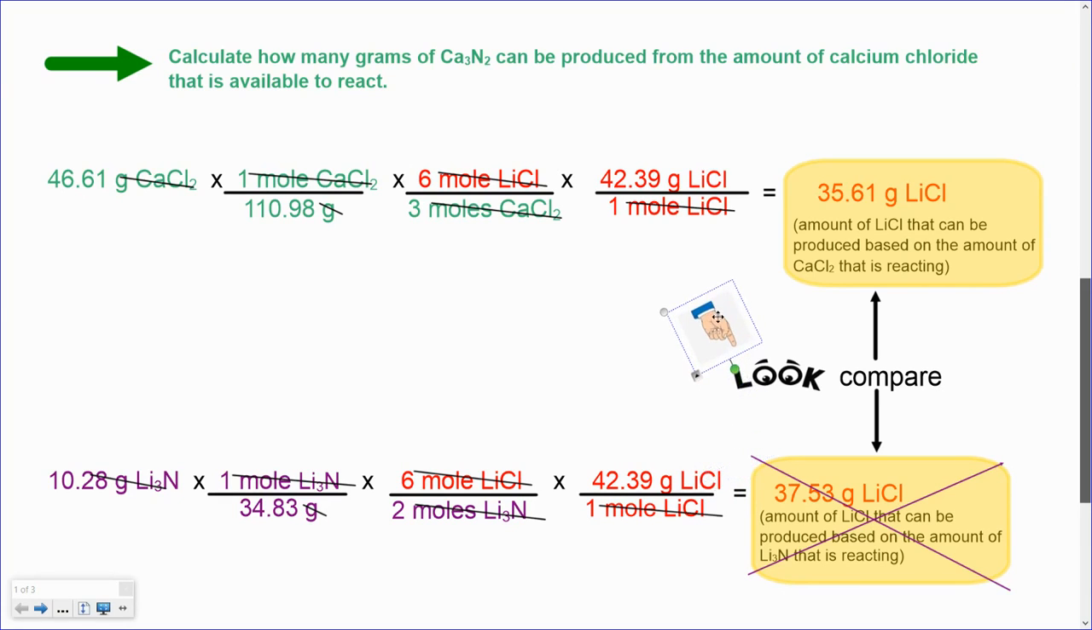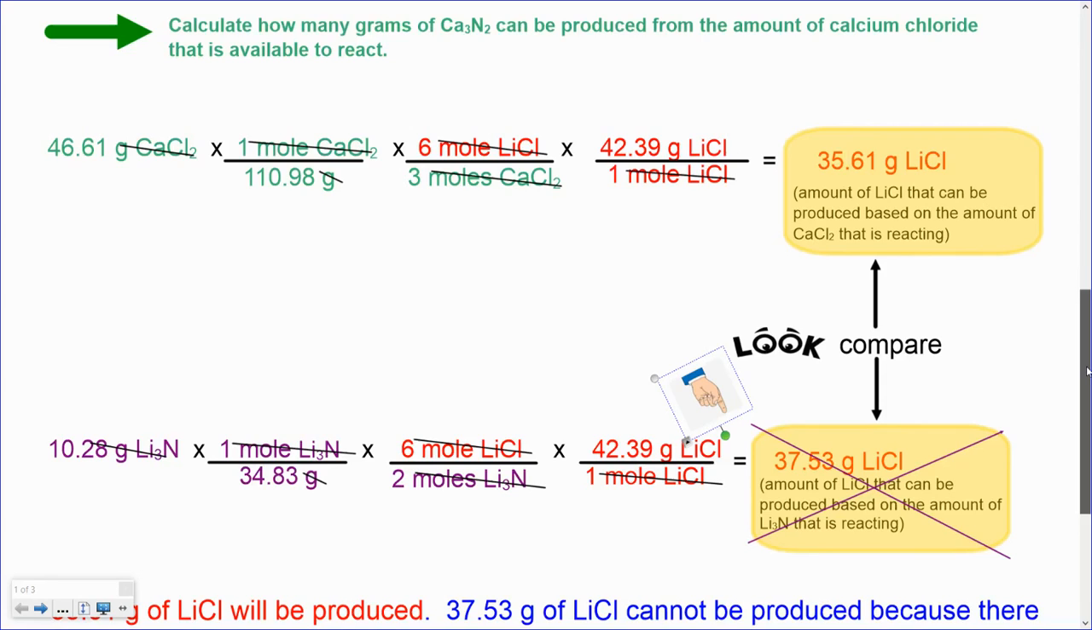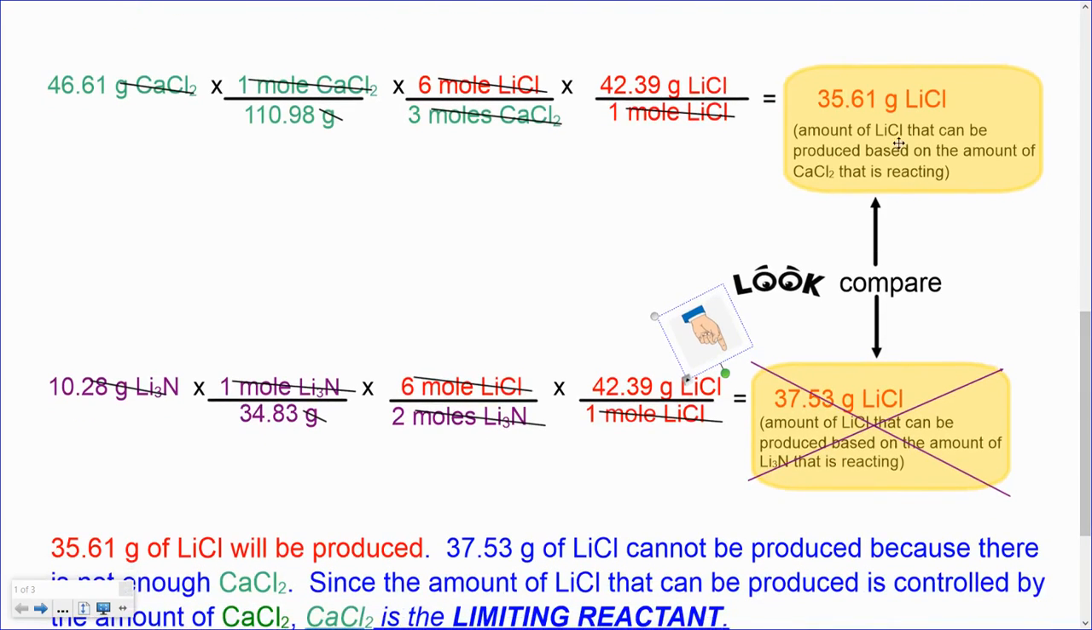So we take a look at this. We're going to either make 35 grams or we're going to make 37 grams. We can't make 37 grams because we don't have enough calcium chloride. So I put an X through this because this is never going to happen. We still have to calculate it so we can come to the conclusion. But once we are finished calculating both the products based on the two reactants, I'm going to eliminate this one. It's never going to happen.